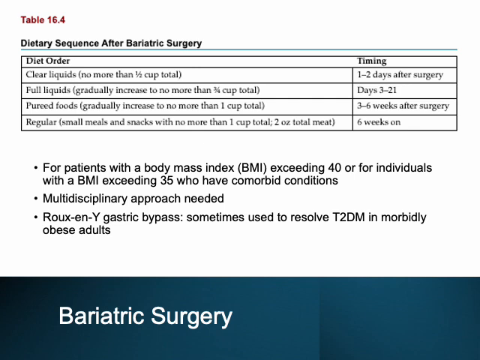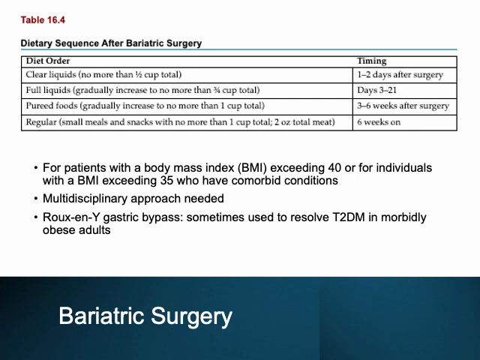However, bariatric surgery might be a treatment for patients with a body mass index that exceeds 40, or individuals with a BMI exceeding 35 who have other comorbid conditions. And it does require a multidisciplinary approach. And in your Med Surg 2 class, you'll be talking about the different types of surgeries for bariatric intervention. And the Roux-en-Y gastric bypass is pretty common. It's also used to resolve type 2 diabetes in morbidly obese adults.